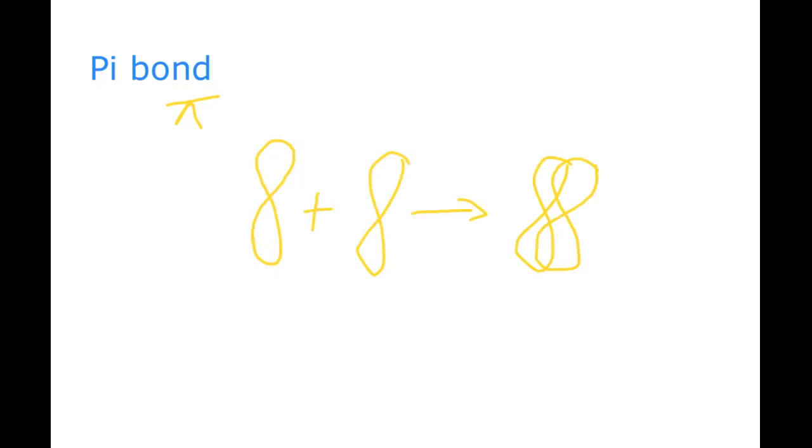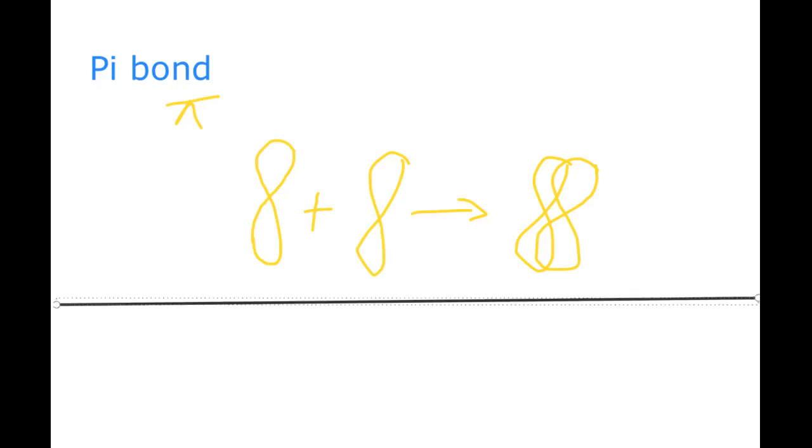And what's important to note over here is that the pi bond is much weaker than the sigma bond. Now, when are sigma bonds formed and when are pi bonds formed? If the bond is a single covalent bond, then there is one sigma bond.